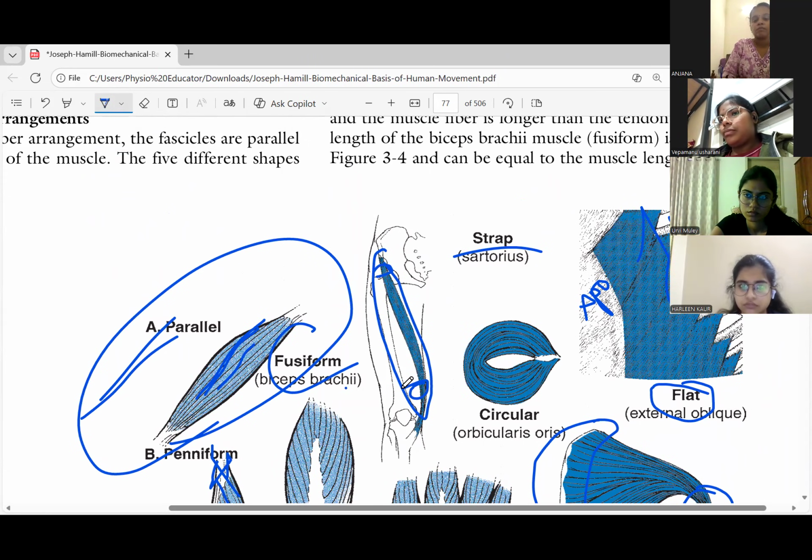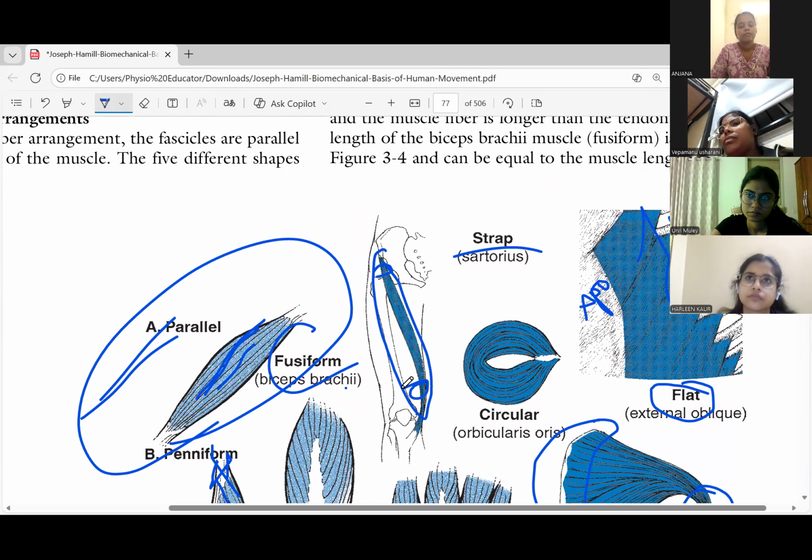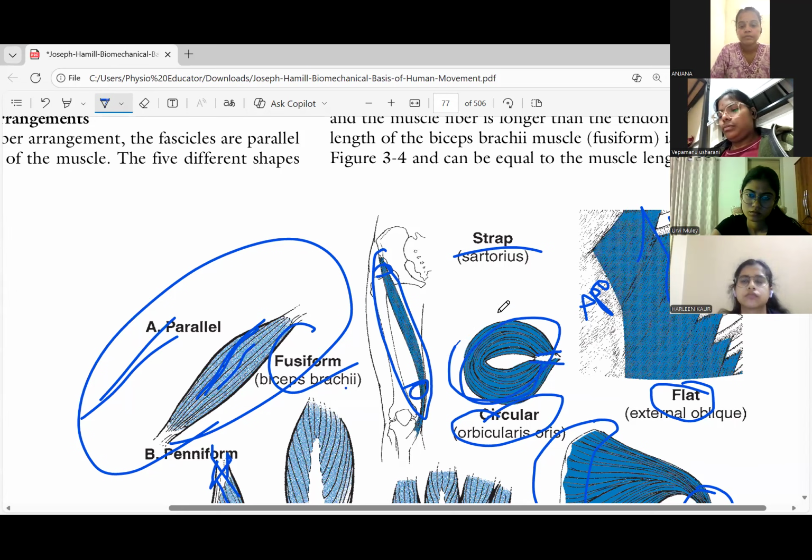From the origin towards the insertion, the muscle is the same diameter. If the diameter of the muscle is the same throughout from origin to insertion, that is called a strap muscle fiber. The next one which we have is the circular. Circular is nothing but, can you see? Origin and insertion will be close in nature and it will be circular in shape. That is called a circular muscle fiber.